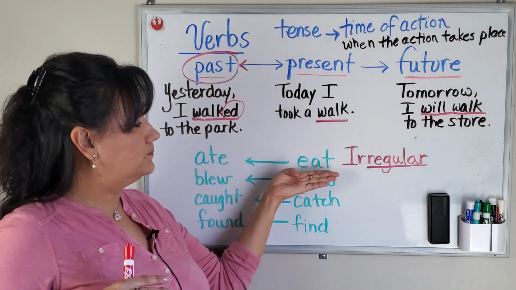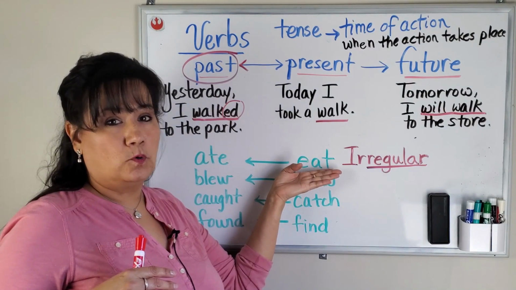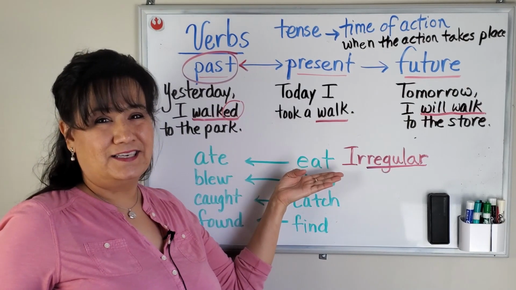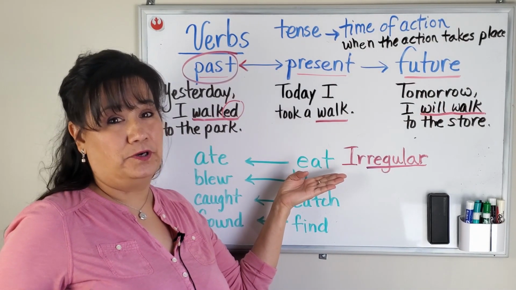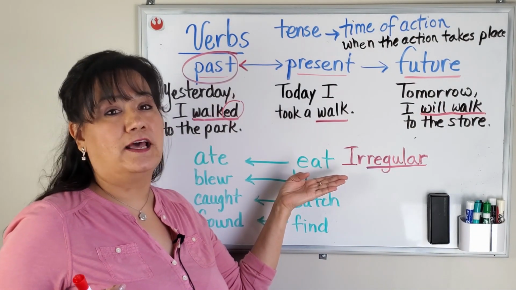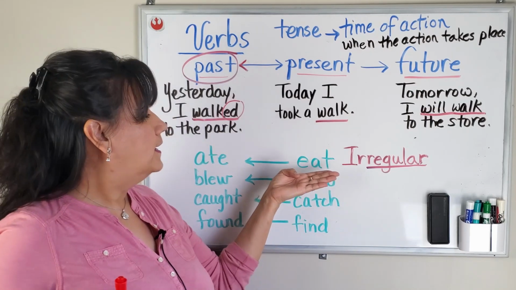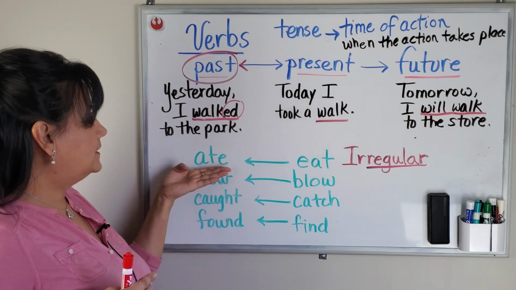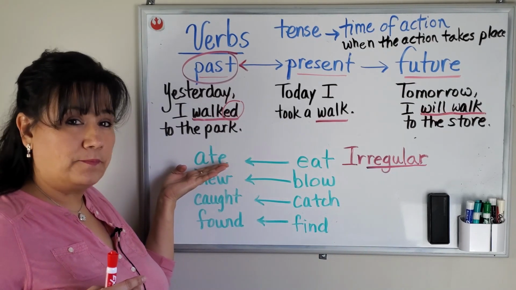For example, today I am going to eat a hamburger. We can't say yesterday I eated a hamburger. We cannot add ed to that word. It doesn't make a word. We have to totally change the word. And we say, yesterday I ate a hamburger.